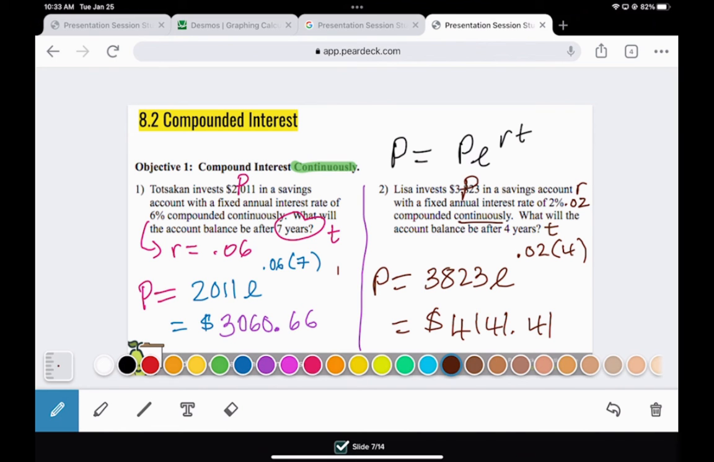Okay, so for that one, again, you recognize P is 3083. The rate, don't forget to change to decimal. The T is in years, so I don't have to do anything. P times E to the power of 0.02 times 4. So that's my answer for number 2.